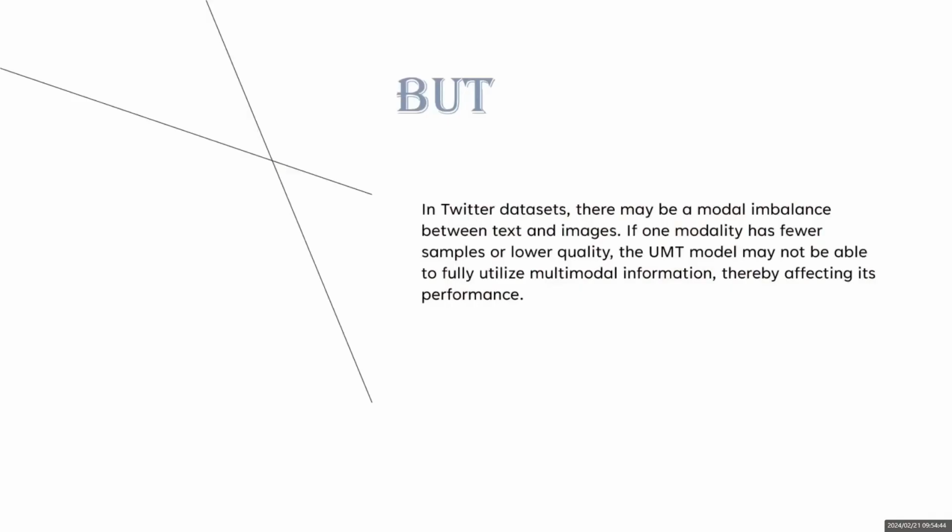But in Twitter datasets, there may be a modality imbalance between text and image. If one modality has fewer samples or lower quality, the UMT model may not be able to fully utilize multimodal information, thereby affecting its performance.